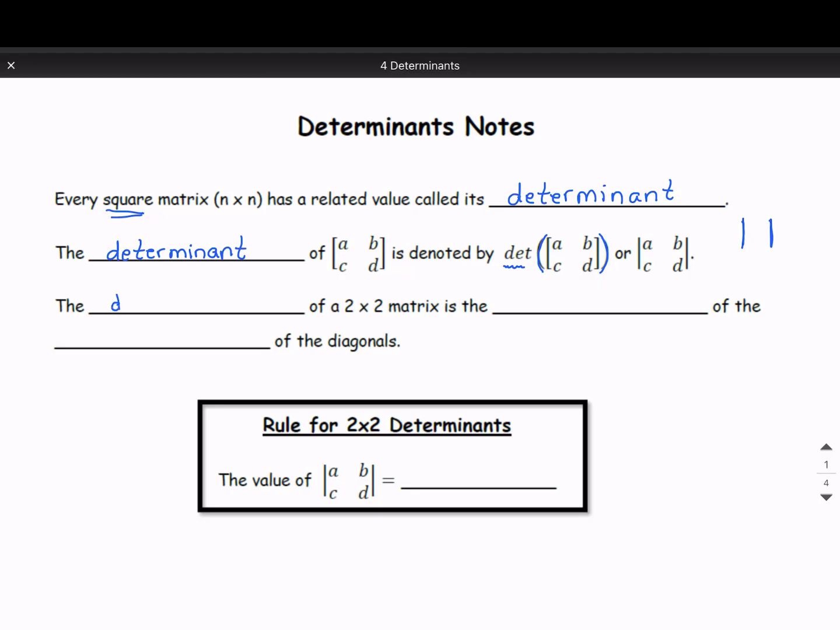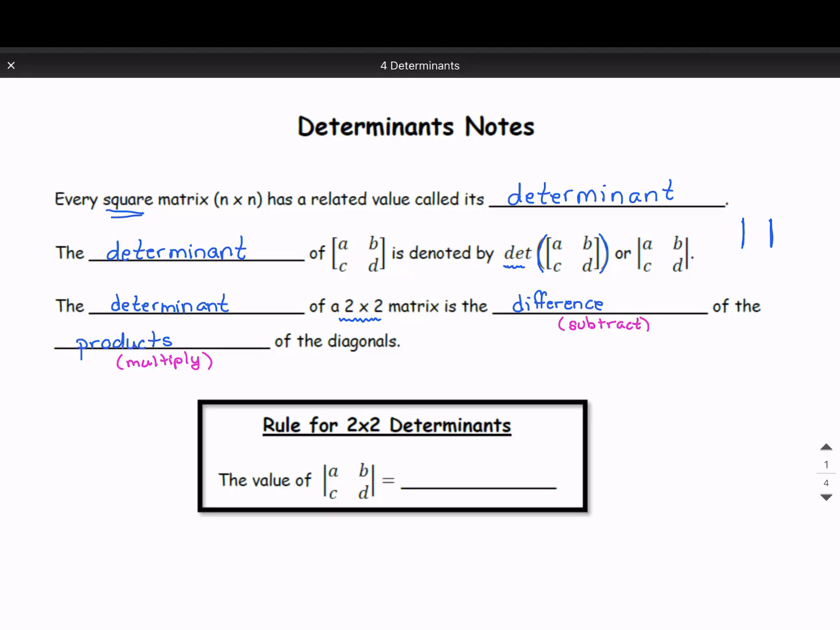So the determinant, it's a numerical value, and in order to find that, we're going to look at a 2 by, because the rules are different depending on the size of the matrix. So we're going to start with a 2 by 2 matrix. It is the difference, which remember means we subtract, of the products, which remember means we multiply, of the diagonals, but it has to be done in a certain way and in a certain order.